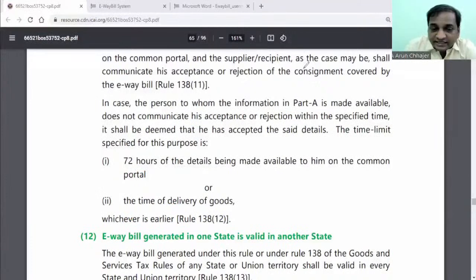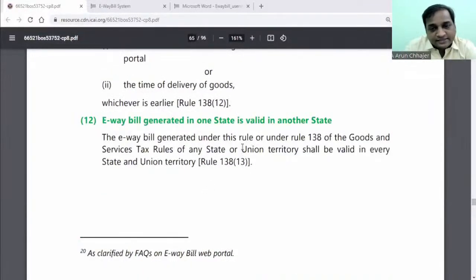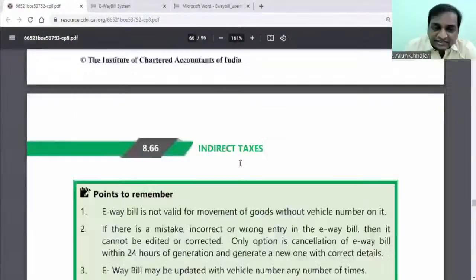Whether Eway bill generated in one state is valid in another state? Yes. The Eway bill generated under this rule, rule 138, it can be valid in every state and union territory.